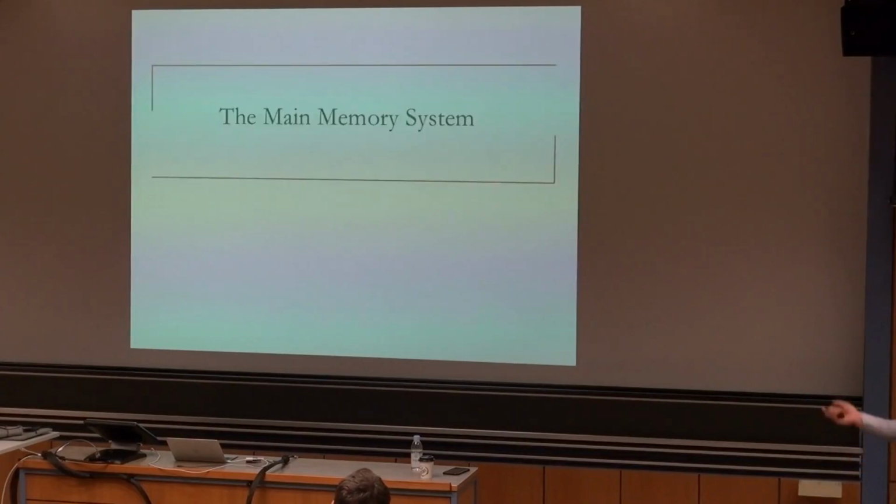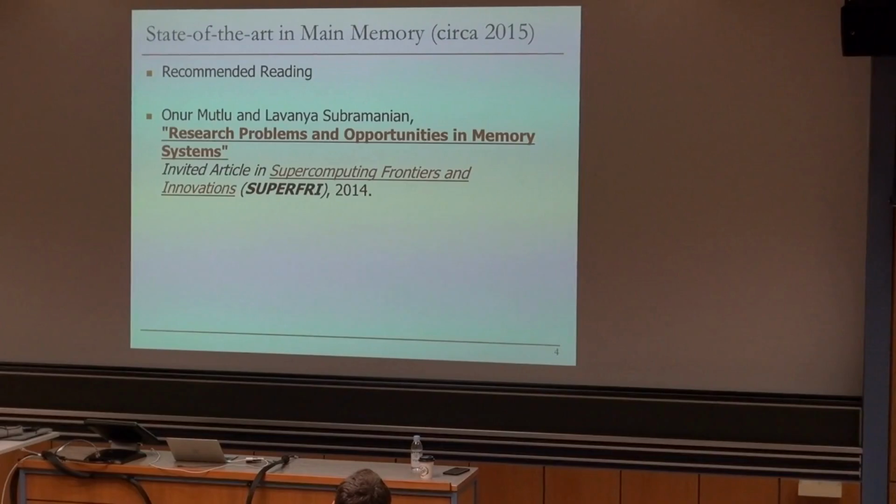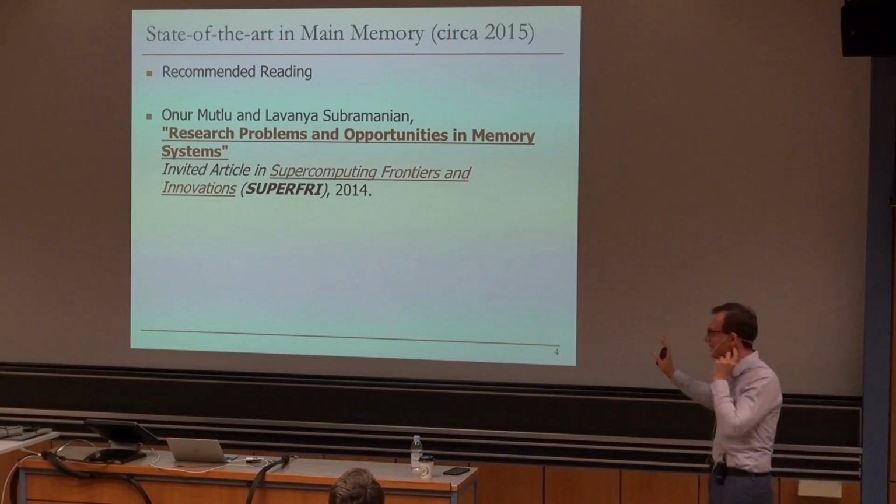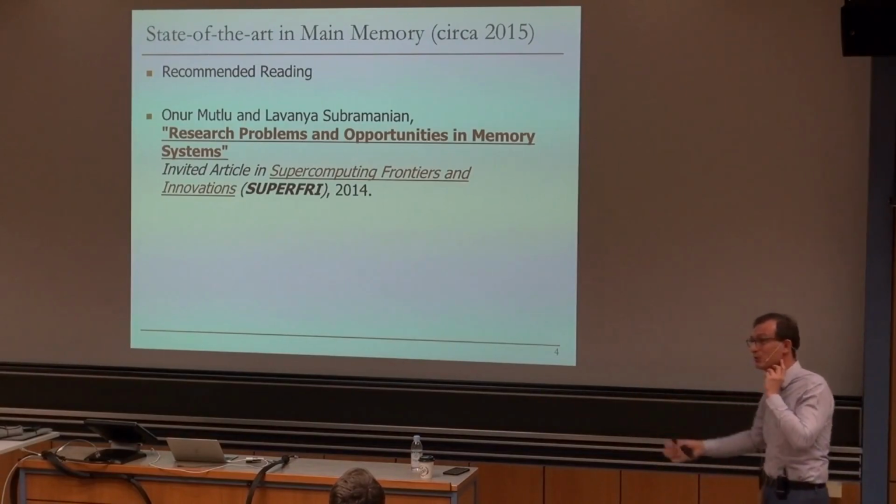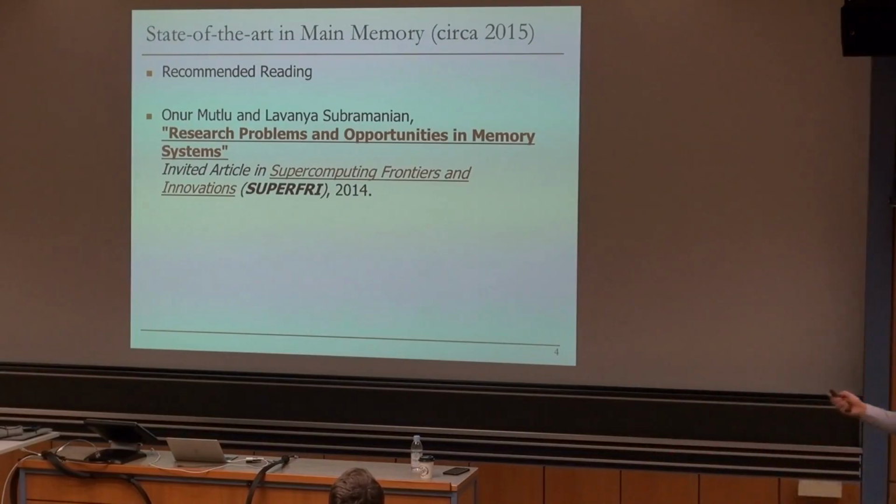So main memory, first some readings. This is a recommended reading. We wrote this paper with my PhD student Lavanya in 2014 or so. We need to update it, basically. But a lot of the things in this paper are still really important, except some of the more recent work is not included. So you can take a look at it. It basically covers a lot of ground on the memory systems and the research problems and opportunities.